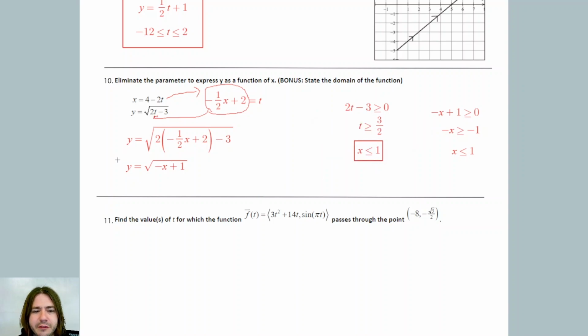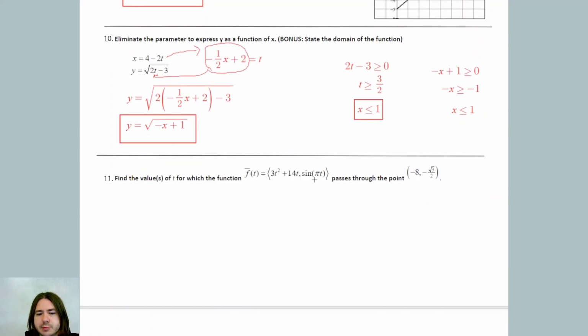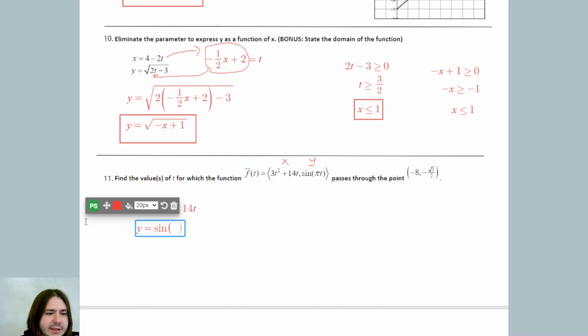So there's the domain of the function. Here's the actual answer to the question, which is to express y as a function of x. Right. So there's our equation right there. A little bit of a throwback to vectors here, but really you don't need to know anything about vectors except just really understand this notation and know that the first number is our x, the second one is our y. So in this case, I'm just going to rewrite the function as a set of parametric equations here just to make it look more like what we've been doing in this unit. So x is equal to 3t squared plus 14t, and y is equal to sine of pi t.